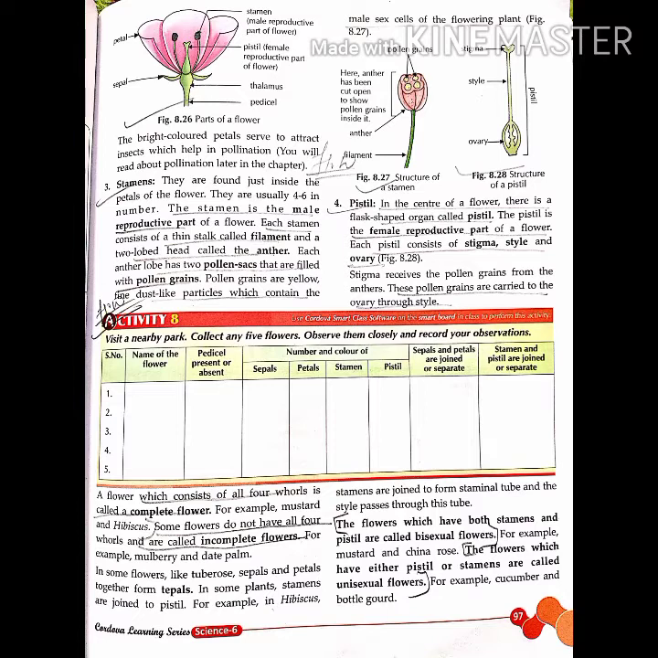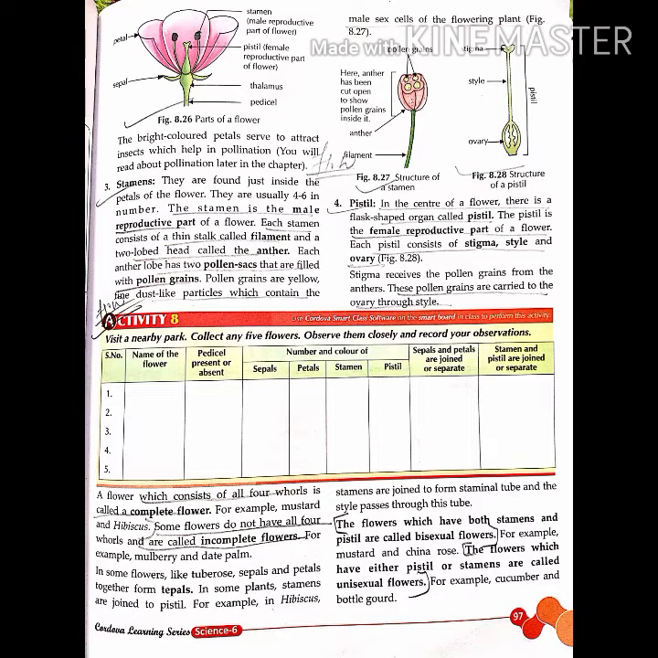Now the third part we will discuss in detail is the stamen. Stamen is the male reproductive part of the flower. These stamens are usually 4 to 6 in number. Each stamen consists of a thin stalk called the filament and a 2-lobed head called the anther. See the structure of the stamen. You have seen the anther and the filament. They are two lobed.